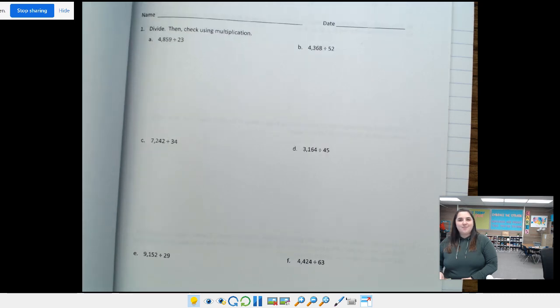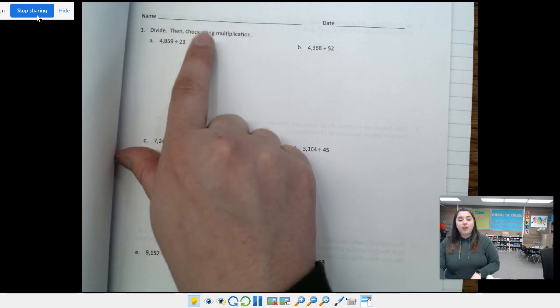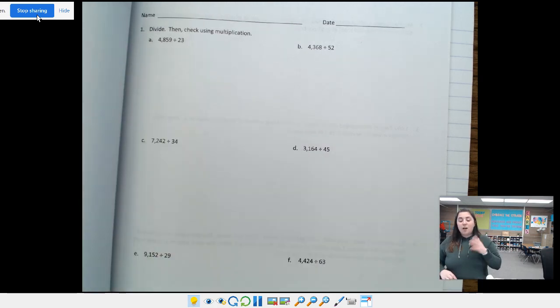It's your choice. All right, when you're ready to check your work, you're going to go on to the next slide, but also you are checking your answers using multiplication. Don't forget to do that, because on the test, it's important to try and get your best work by checking your answers and seeing if you get them right.